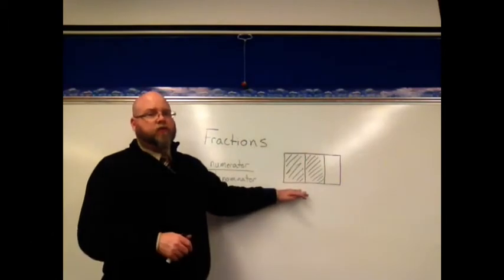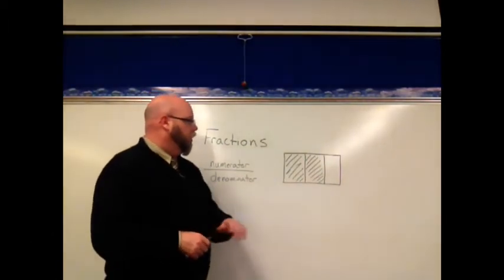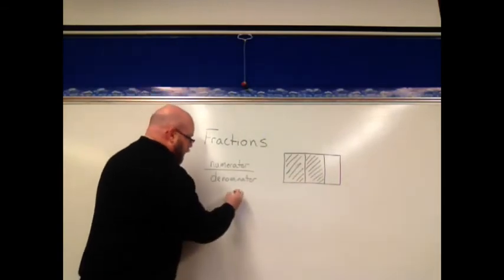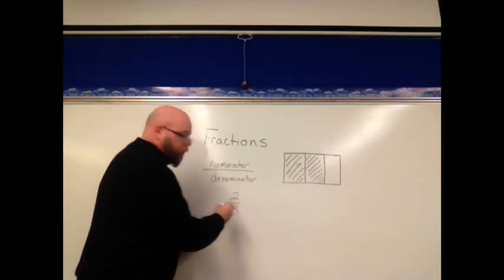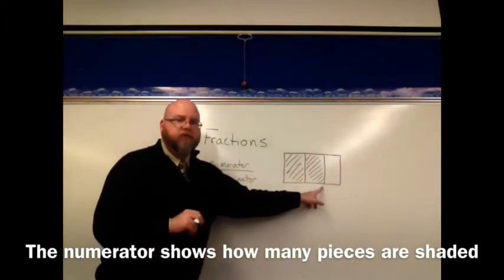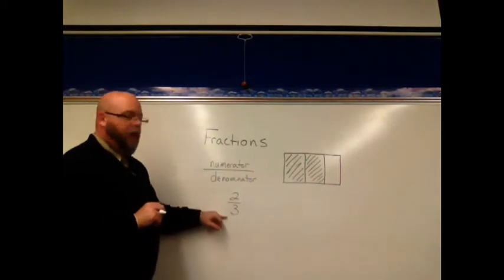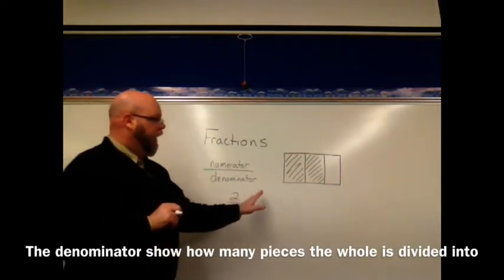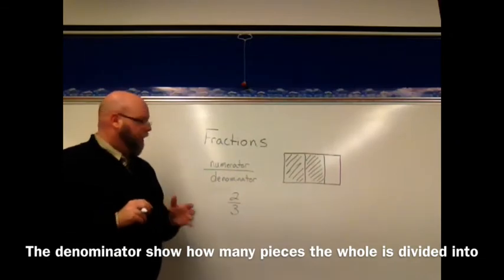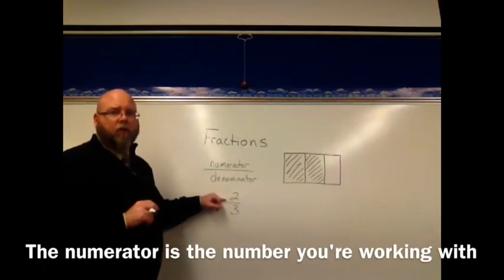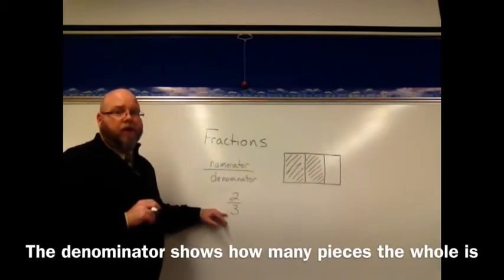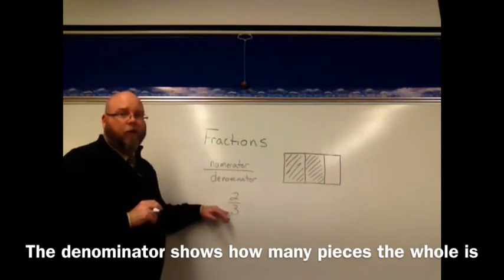If I'm looking at this representation of a fraction, this drawing, I have 2 out of 3 pieces shaded. So this fraction would be 2/3. The numerator is 2. It shows us how many pieces are shaded. The denominator is 3. And it shows me how many equal parts I've divided the whole into. The way I like to think about it is the numerator is the number of pieces we're working with, and the denominator shows me how many pieces the whole part's been divided into.